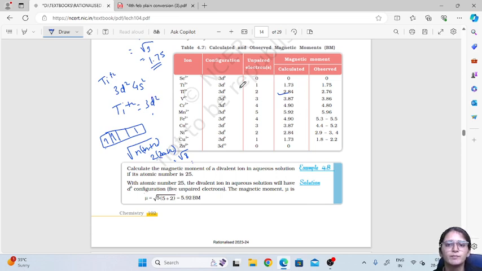So you need to remember that when there is one unpaired electron, the value is 1.73. When there are 2 unpaired electrons, it is 2.84. When there are 3 unpaired electrons, it is 3.87. That is, they are close to the root value. Like if you have root 8, then it is close to root 9. We know that root 9 is 3, so this value will be around 2.8 or 2.7.